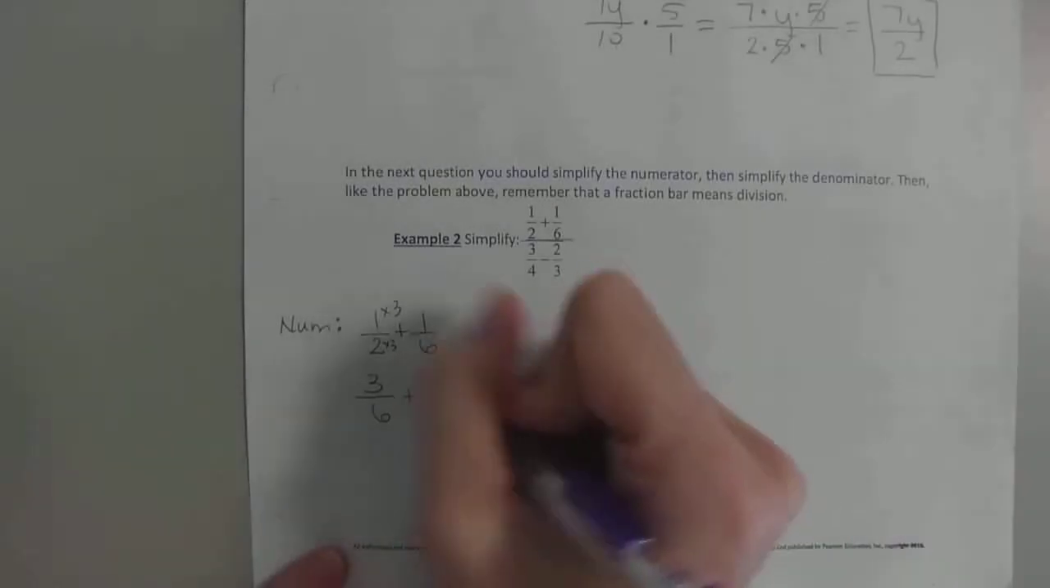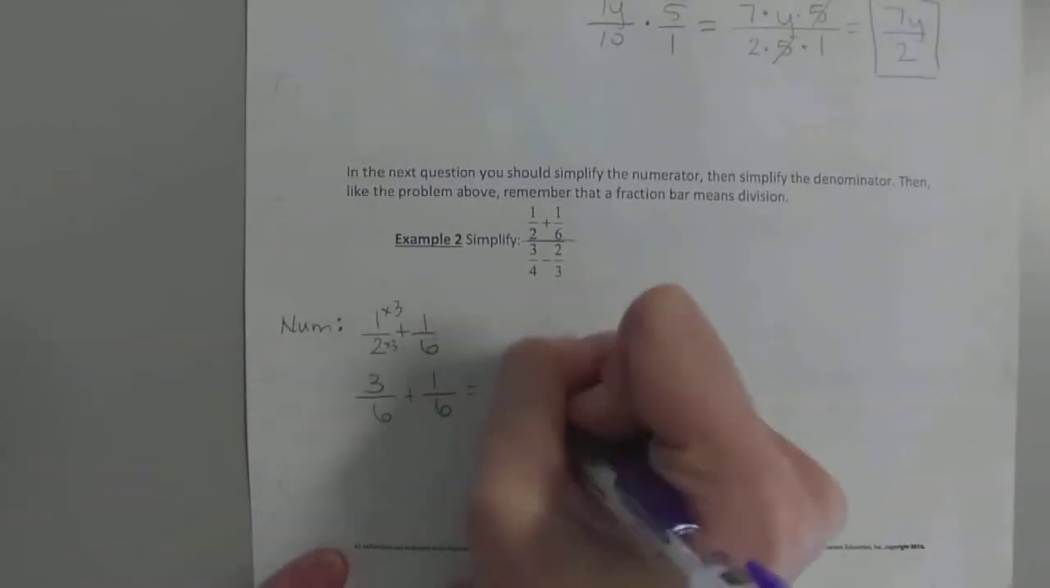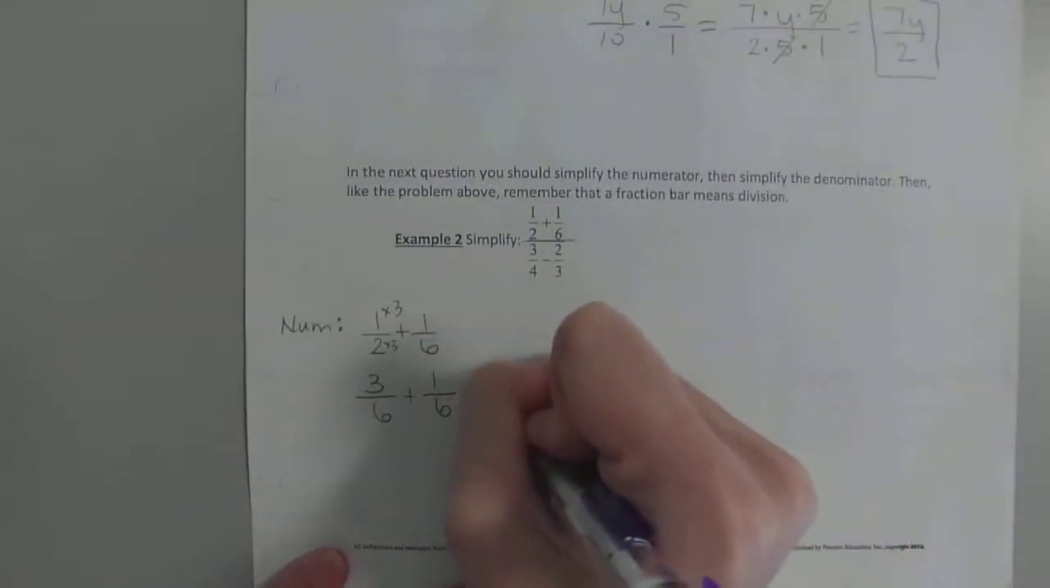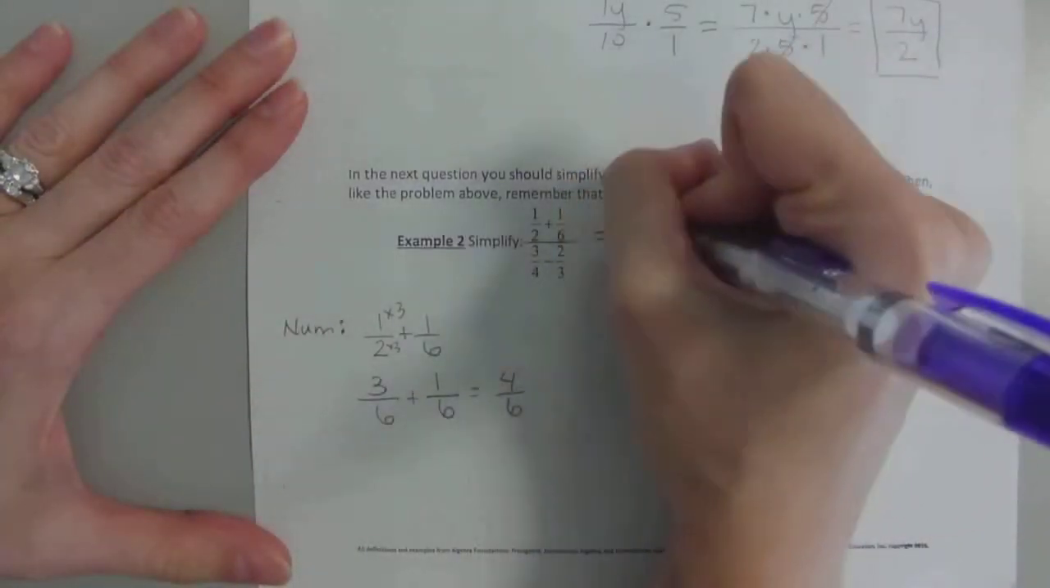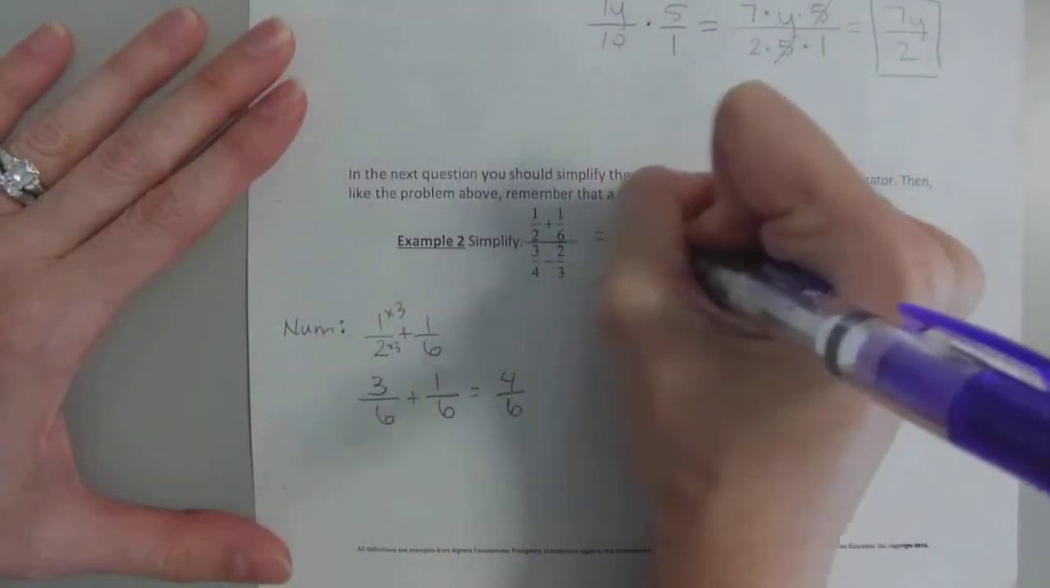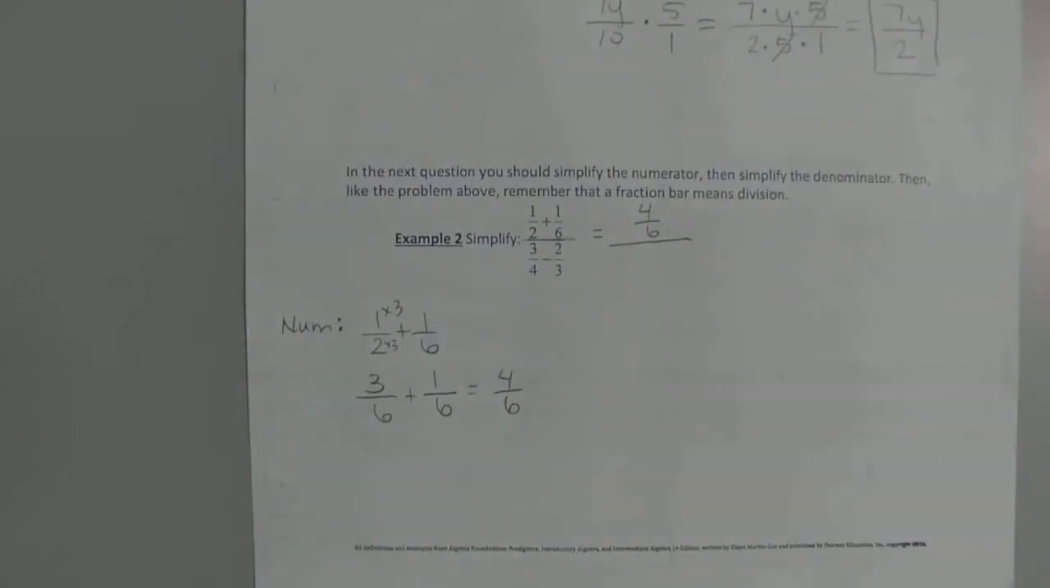So what is 3 plus 1? 4. And then what do we do to our denominator? It stays the same. If you want to reduce right now, you can, but I don't worry about it until the end. We're going to have to reduce when we multiply anyway. So guess what we can do over here? We can go up here and write this as 4/6.